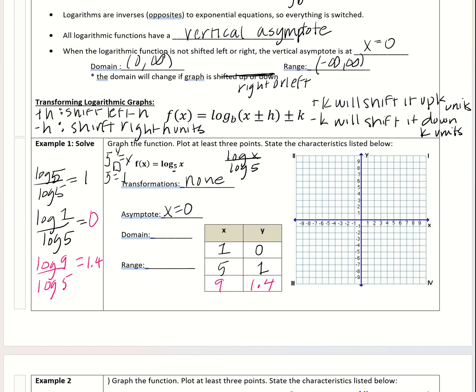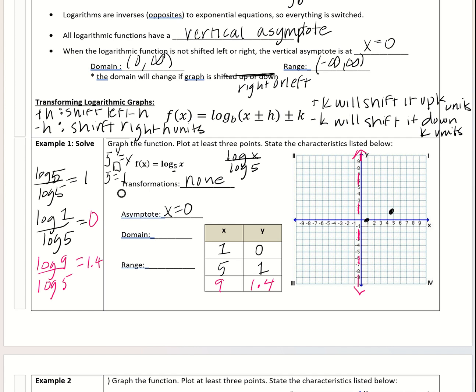And when I go to graph these, it's going to be on its side. Remember, the asymptote is going to be this line right here. I'm putting that in as a pink line. And then I'm going to plug in my values. So I'm going to go over 1 up 0, which is right here. I'm going to go over 5 up 1, which is right here.